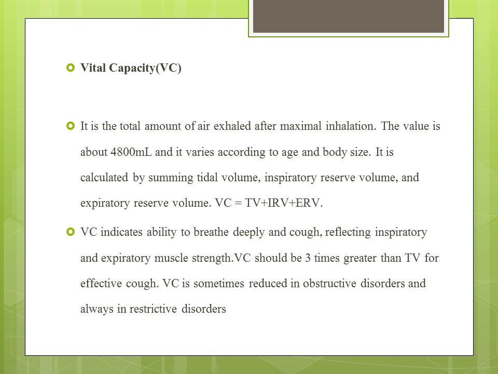The next point, vital capacity indicates the ability to breathe deeply and cough, reflecting inspiratory and expiratory muscle strength. Vital capacity should be 3 times greater than tidal volume for an effective cough. Vital capacity is sometimes reduced in obstructive disorders and always reduced in restrictive disorders.